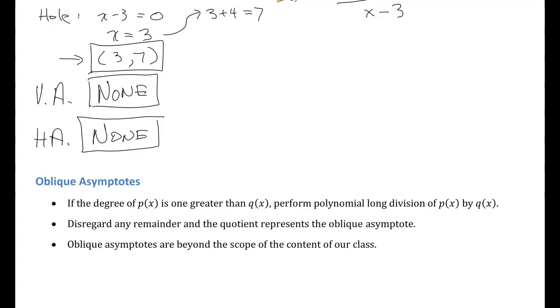Okay, and just to mention it, oblique asymptotes: if the degree of p of x is 1 greater than q of x, we can find the oblique asymptote, which would be a line, by performing polynomial long division of p of x by q of x. Okay, and then you just disregard any remainder, and the quotient represents the oblique asymptote. So we're not really going to talk about this further than mentioning it here. Just something interesting. Okay, if you have questions, make sure you ask, and we'll see you in the next video.